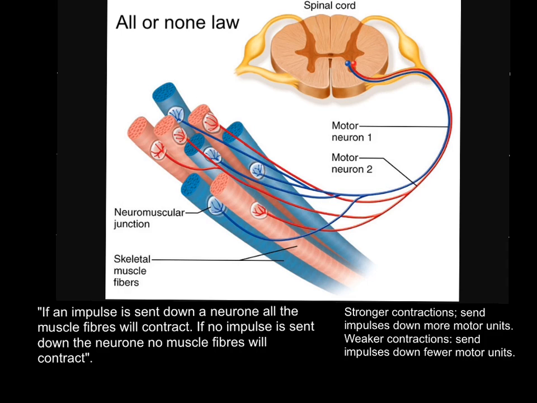Let's say I want a 50% strength contraction. Well, what I will do there is I will send an impulse down one of these motor neurons but not the other. I can't send an impulse down both and only have half of the fibres switch on. If an impulse goes down both, all of the fibres are going to contract. So I've just got to send an impulse down one motor unit or one motor neuron to recruit half the fibres. If I want a 100% maximum contraction, I'm going to send an impulse down both motor units and all of the muscle fibres will contract. Okay, so that is the all or none law and how we can vary the strength of a contraction according to it.